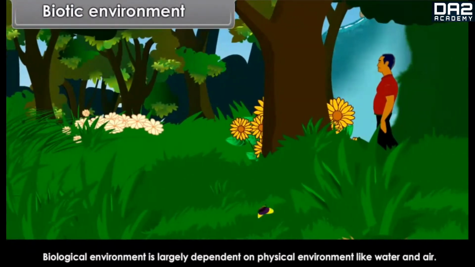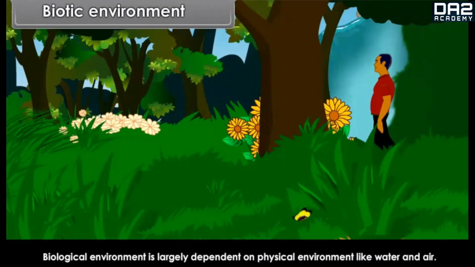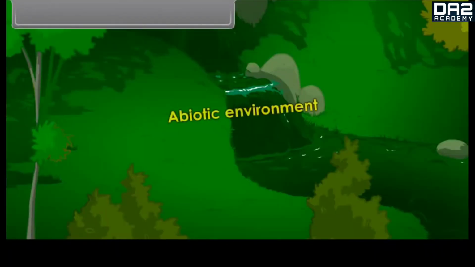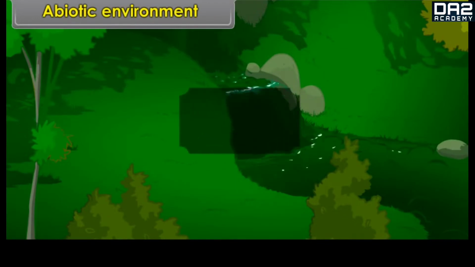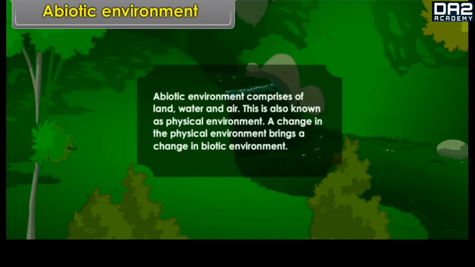Abiotic environment. Abiotic environment comprises land, water and air. This is also known as physical environment. A change in the physical environment brings a change in biotic environment.